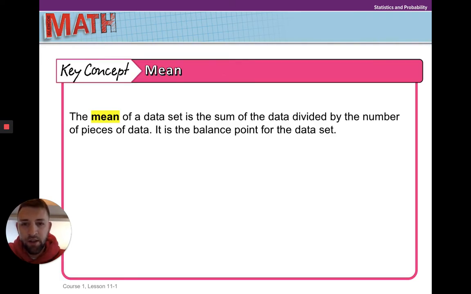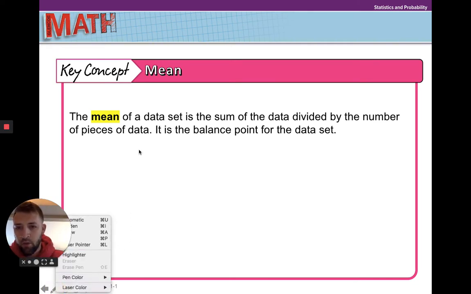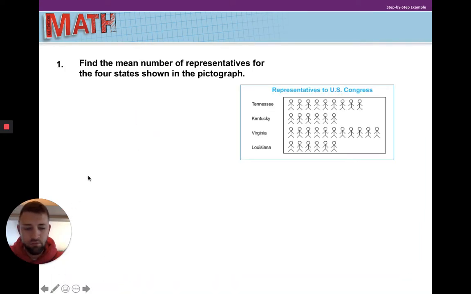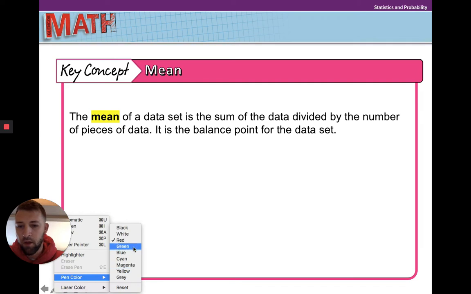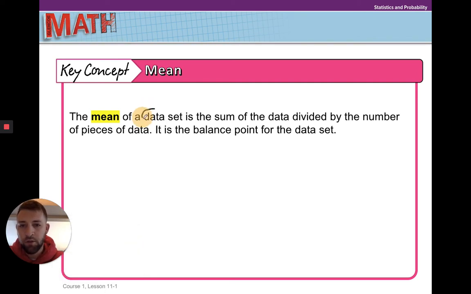The mean of a data set. When they say data set, they just mean a set of numbers. It's the sum of the data. So we're going to take all the numbers that they give us and add them up, and then divide by the number of pieces of data. So let's say we have 5 numbers, we'll divide by 5. And basically, it's the balance point for the data set. It's kind of the average.